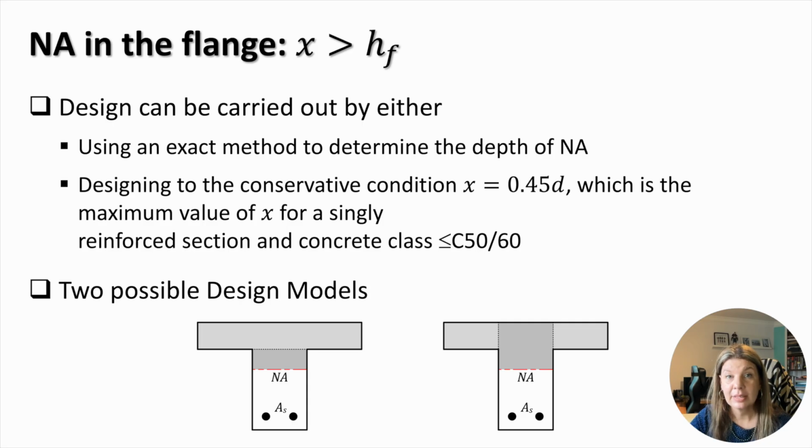The first method is based on the calculation of the depth of the neutral axis. The second method is more conservative and is based on setting the depth of the neutral axis to its limit of 0.45d. The first method will be used in this module. When the neutral axis is under the flange, the area of compressed concrete is complex. Therefore, two design models are possible to use depending on how the area is divided.